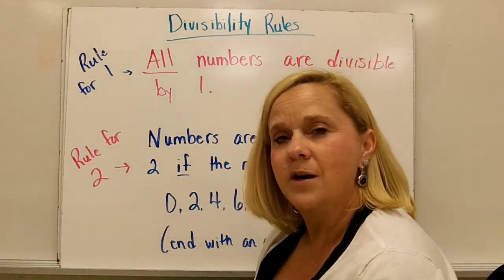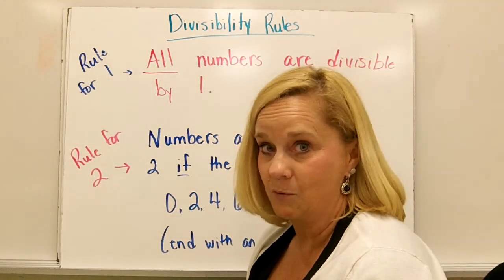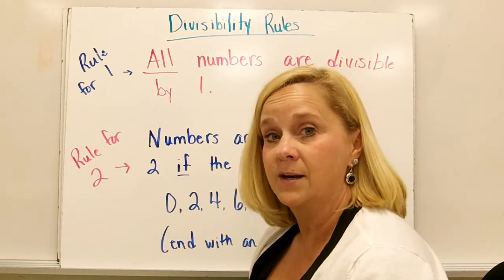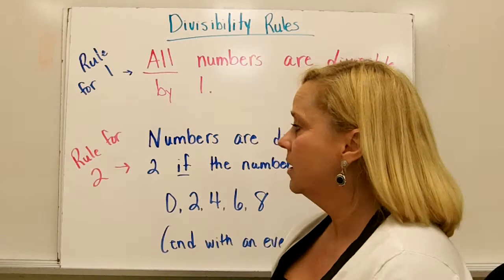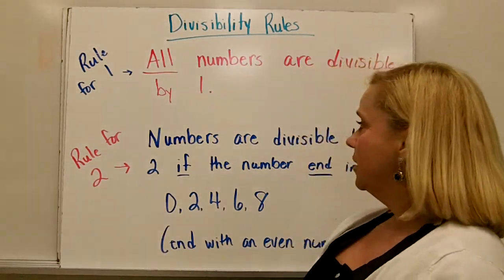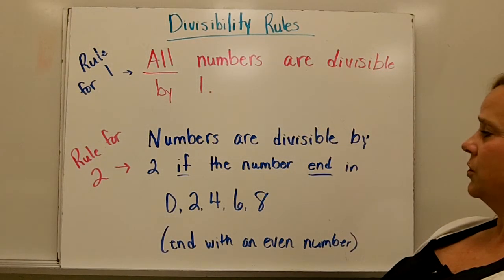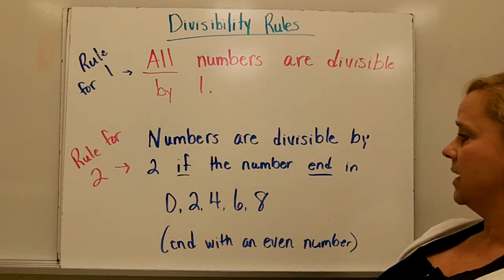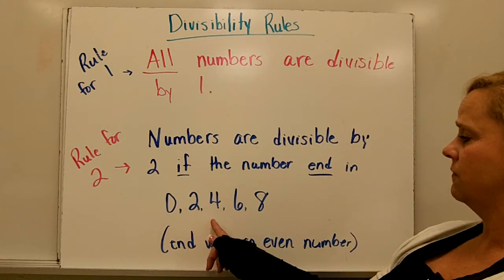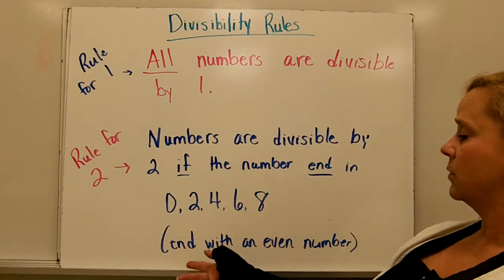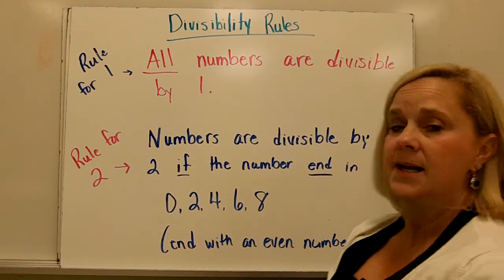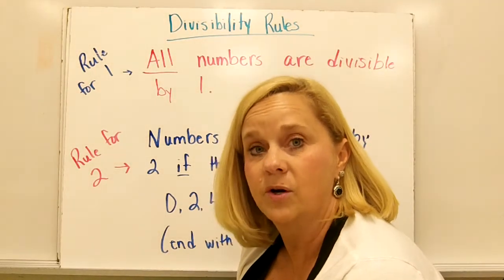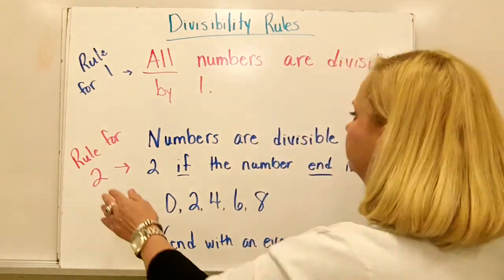Alright, so divisibility rules. The rule for number 1 is all numbers are divisible by 1. It doesn't matter how large, it doesn't matter how small. All numbers are divisible by 1. My rule for 2: numbers are divisible by 2 if the number ends in either a 0, 2, 4, 6, or 8. In other words, if it ends with an even number, any number that you choose, then that number is divisible by 2.